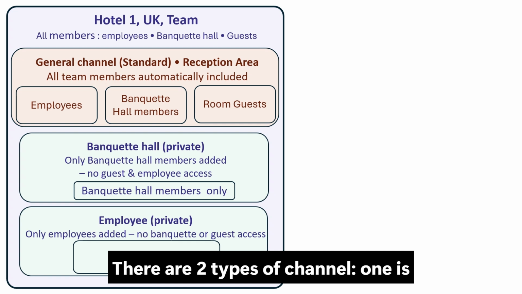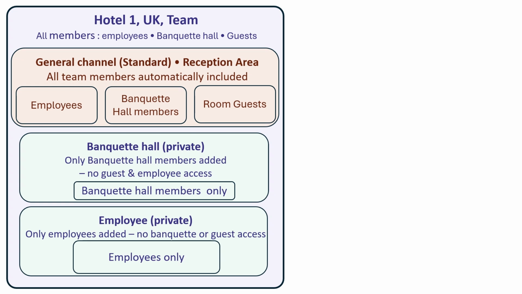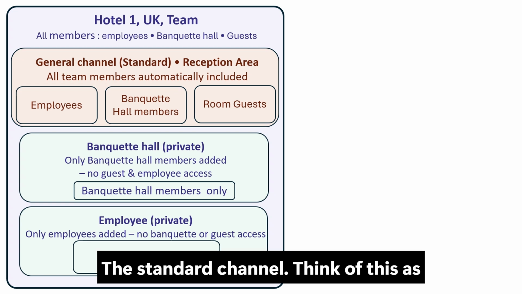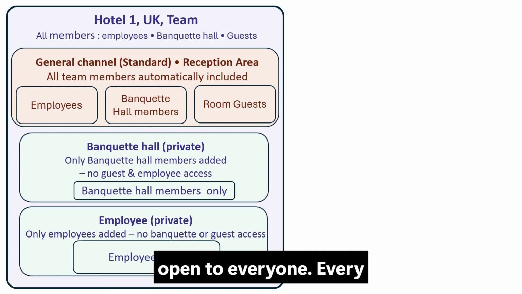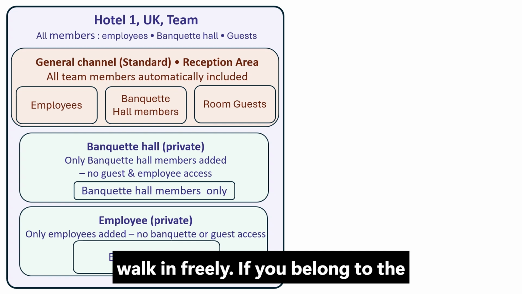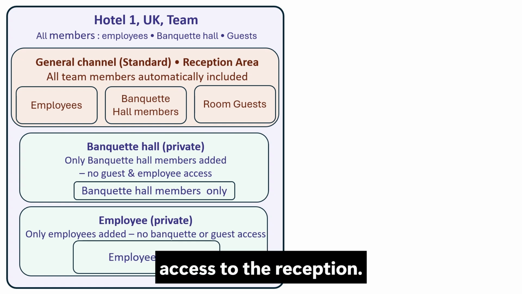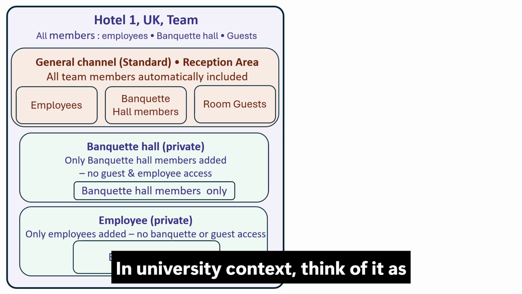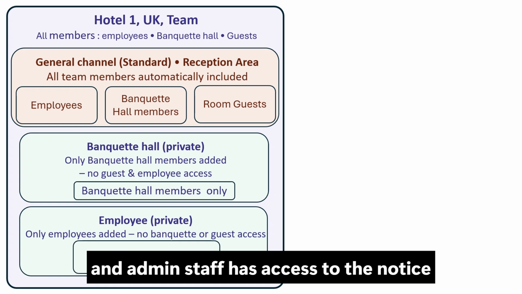There are two types of channel. One is the standard channel and the other is the private channel. The standard channel, think of this as a hotel reception area. The doors are open to everyone. Every member of staff and guest can walk in freely. If you belong to the hotel, you automatically have access to the reception. In a university context, think of it as a notice board. Every lecturer, student, and admin staff has access to the notice board.